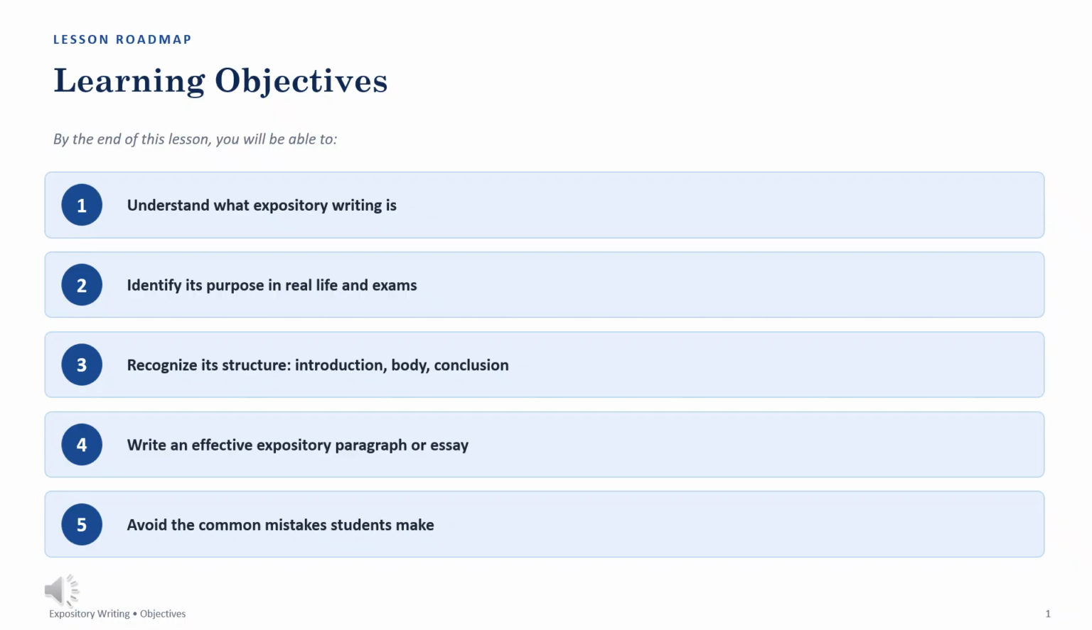Before we begin, let's look at our roadmap for today. By the end of this lesson, you will be able to do 5 key things. First, understand exactly what expository writing is. Second, identify how we use it in real life and in your exams. Third, recognize its core structure, the introduction, body, and conclusion. Fourth, write an effective expository paragraph or essay yourself. And finally, you'll learn how to avoid the most common mistakes that students make. Let's take this step by step.